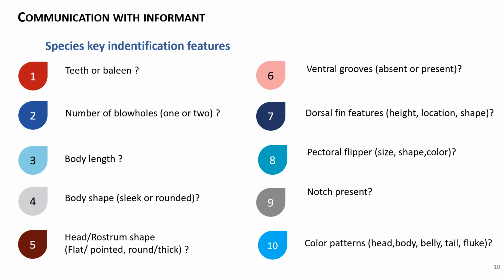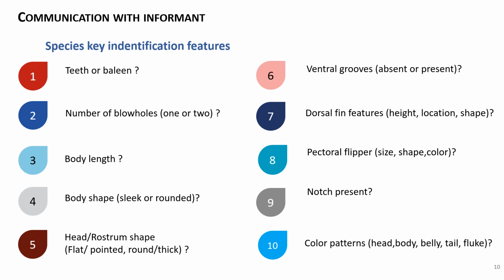Then we need to talk about the species key identification features. Does it have teeth or baleen? Number of blowholes, 1 or 2. Body length, body shape, is it sleek or rounded? Head, rostrum shape, is it flat, pointed, round, thick? Are ventral growths absent or present? The dorsal fin features: height, location, and shape.